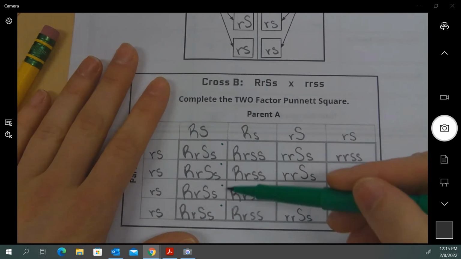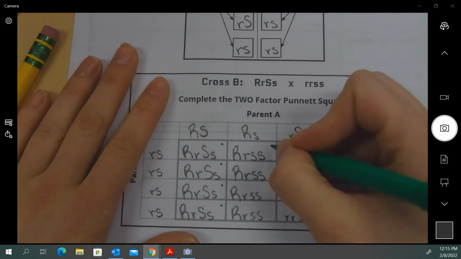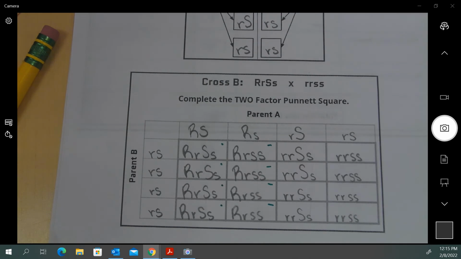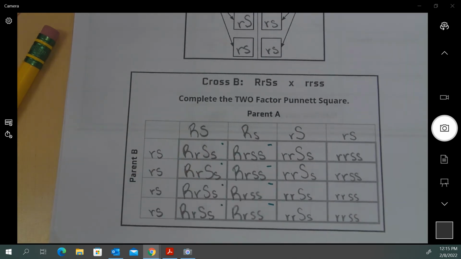As you can see, these 4 right here all are going to have a capital R and only lowercase s's. So I'm going to just put a dash in these, and that dash is going to help me designate that I've already accounted for those, and those are all similar. So 4 out of 16 are going to be purple and smooth.